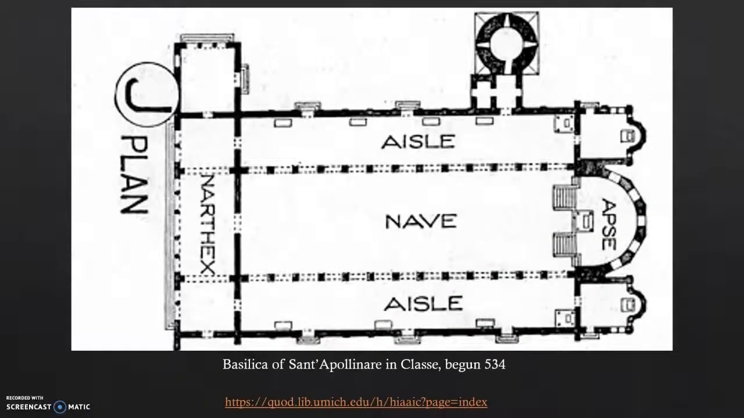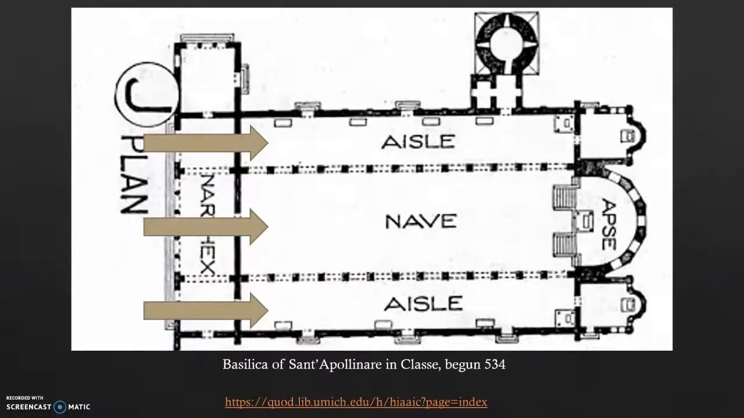Here we see the plan for a Christian basilica, St. Apollinare in Classe. Besides the change in function, here people enter through the short side, and there's only one axis that leads directly from the doors to the altar.